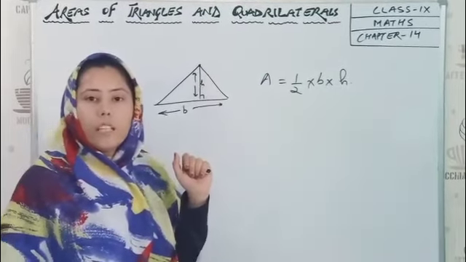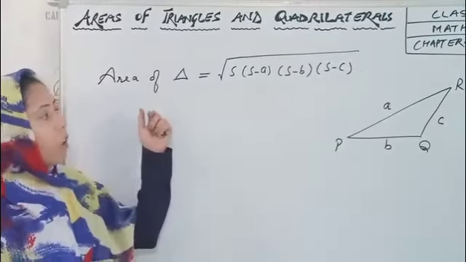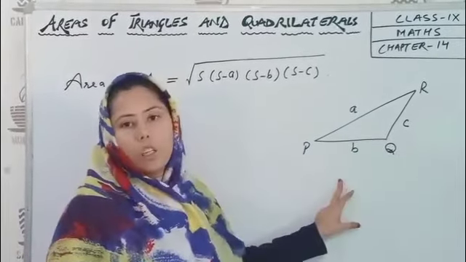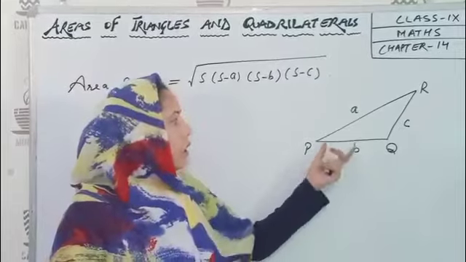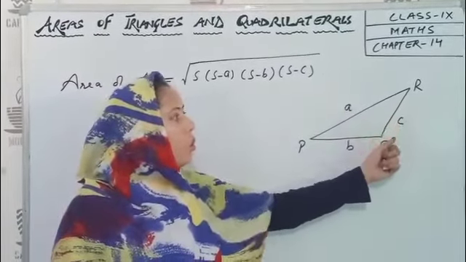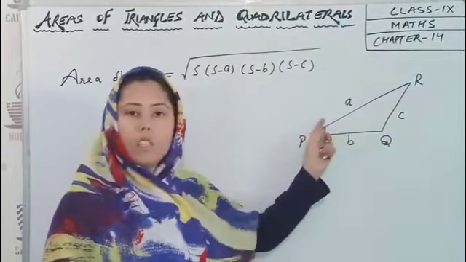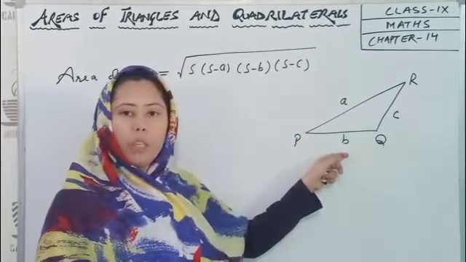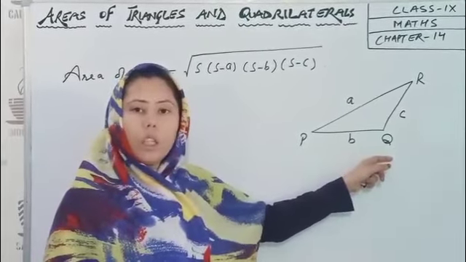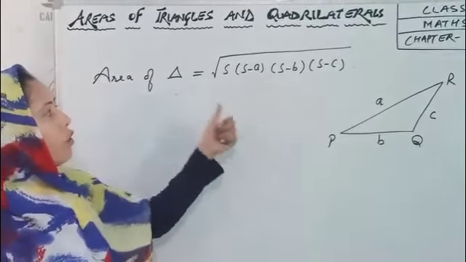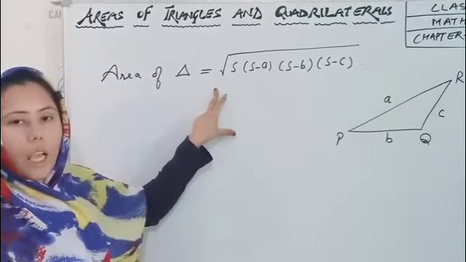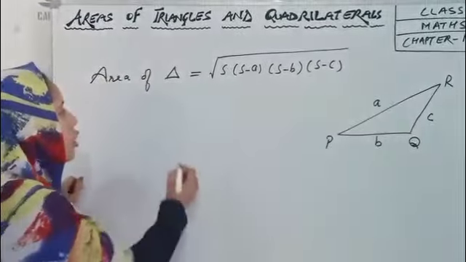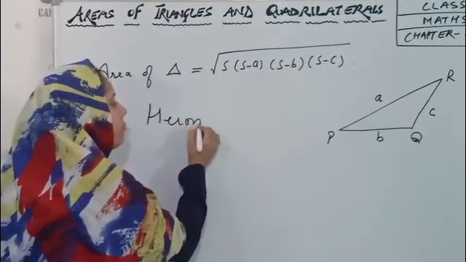So let's see the formula for finding the area of any triangle in which the sides are given. You know the lengths of the sides. PQR is a triangle where PR is equal to a. Suppose PQ has length b and QR has length c. So the area of this triangle will be the square root of s(s minus a)(s minus b)(s minus c). This is called Heron's formula.